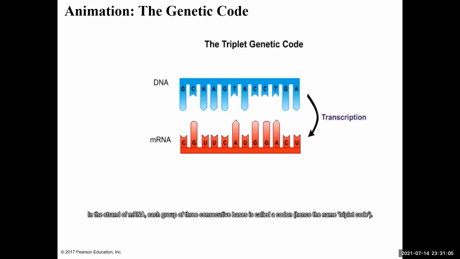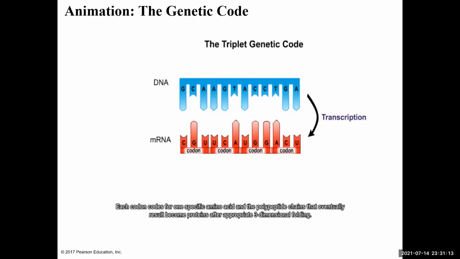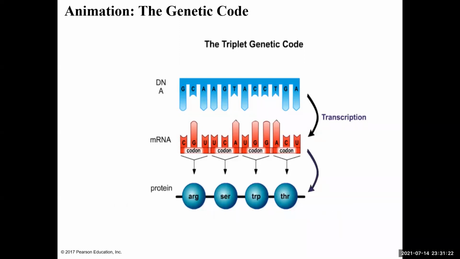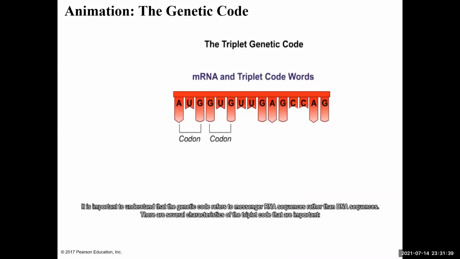In the strand of mRNA, each group of 3 consecutive bases is called a codon, hence the name triplet code. Each codon codes for one specific amino acid, and the polypeptide chains that eventually result become proteins after appropriate 3-dimensional folding. This process of producing polypeptide chains and thence proteins using the codons carried by the mRNA is called translation. The genetic code provides the relationship between a 3-base sequence and an amino acid. It is important to understand that the genetic code refers to messenger RNA sequences rather than DNA sequences.